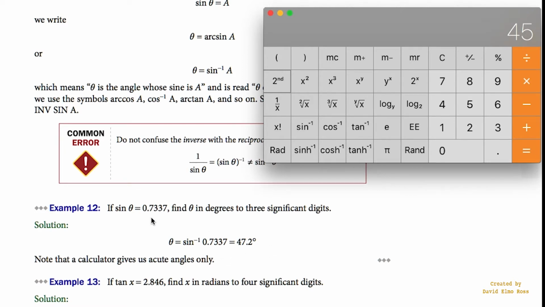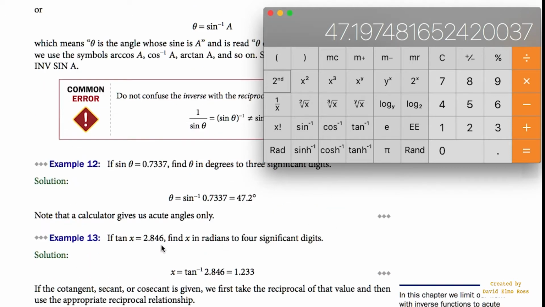So let's take a look at this one here. If sine theta is 0.7337 and we want to find out what angle that is, we can just do inverse sine and we get that it's 47.2 roughly, to 3 significant digits.